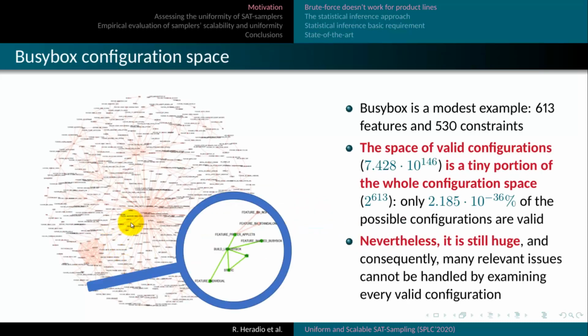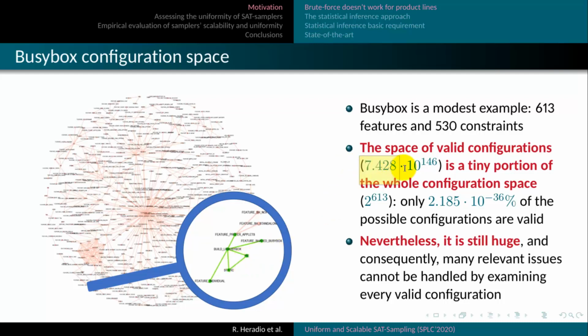This graph represents the whole kconfig specification of VisiBox. Nodes account for features and links for feature dependencies. For example, here we can see the static and pi features, and this line represents their mutually exclusive dependency. Although this graph seems very complex and a little intimidating, in fact, VisiBox is a modest example with not many features nor constraints. However, its space of valid configurations is huge.